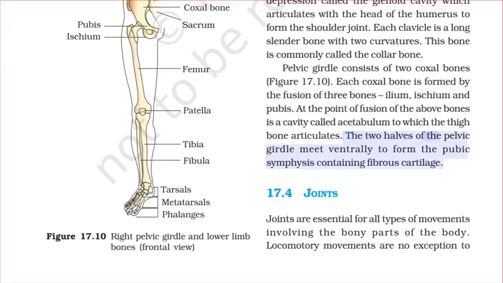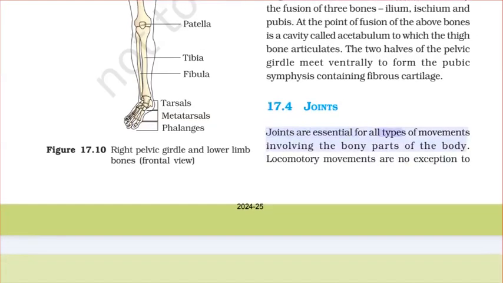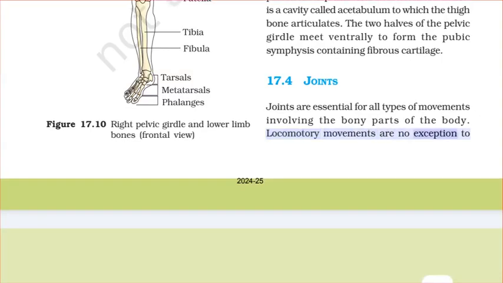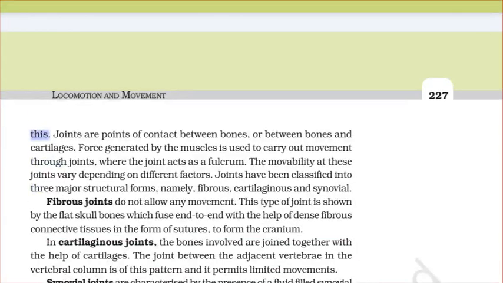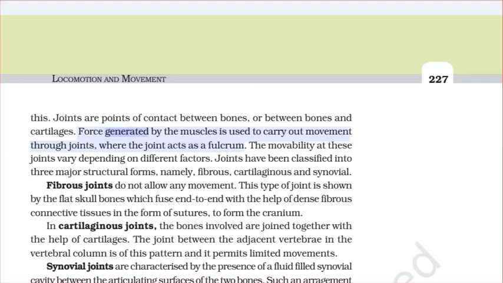The 2 halves of the pelvic girdle meet ventrally to form the pubic symphysis containing fibrous cartilage. Joints. Joints are essential for all types of movements involving the bony parts of the body. Locomotory movements are no exception to this. Joints are points of contact between bones or between bones and cartilages. Force generated by the muscles is used to carry out movement through joints where the joint acts as a fulcrum.